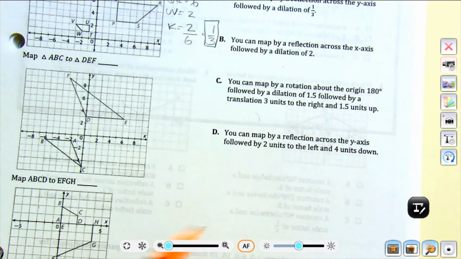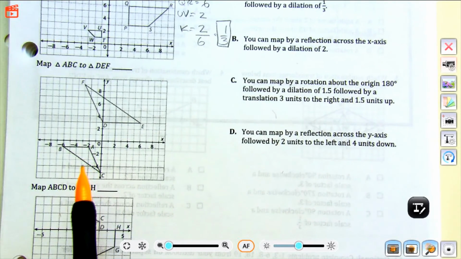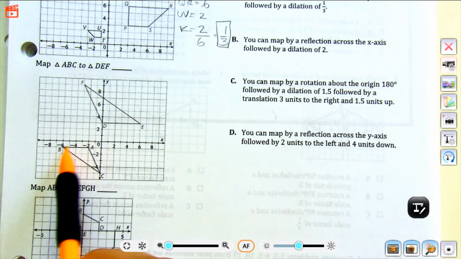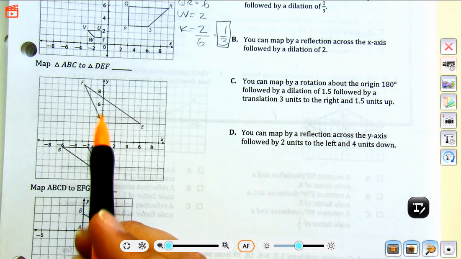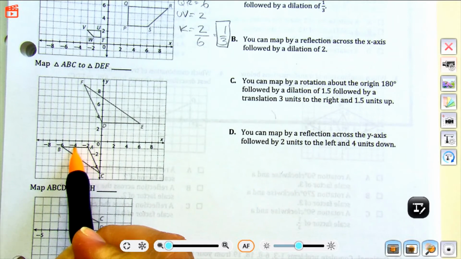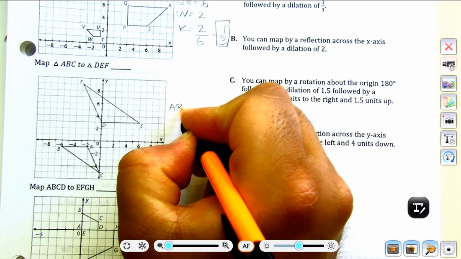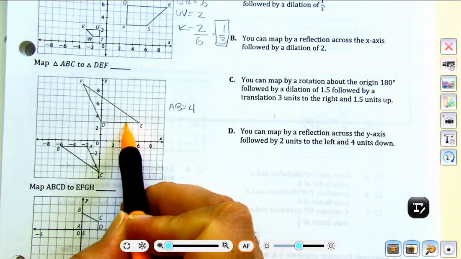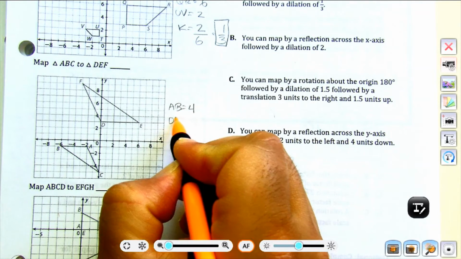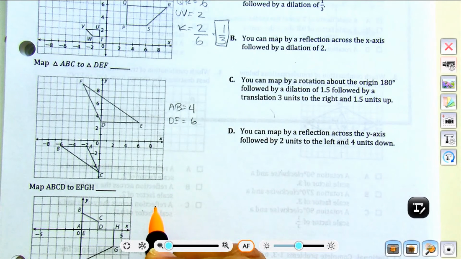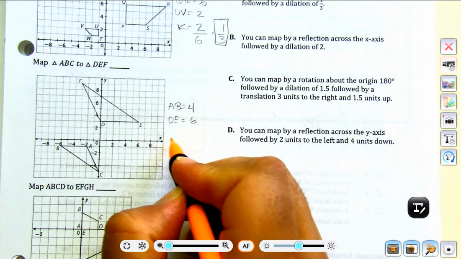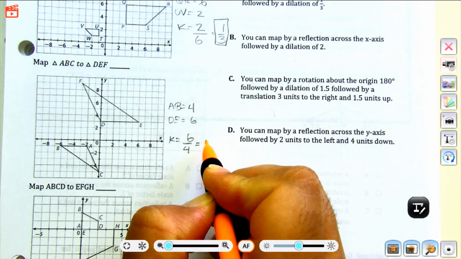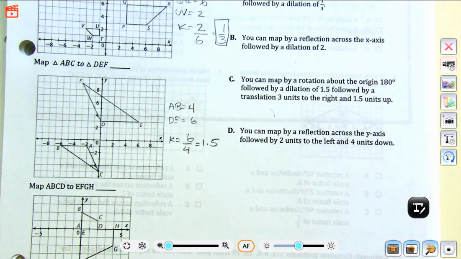Okay, let's look at number 2. And let's start with the scale factor. So let me pick a side, AB. Well, we're going from ABC to DEF. AB is 1, 2, 3, 4. Then DE is 1, 2, 3, 4, 5, 6. So we're going to find the scale factor is DE, 6 divided by 4, which becomes 1.5. So which one of these has a scale factor of 1.5?